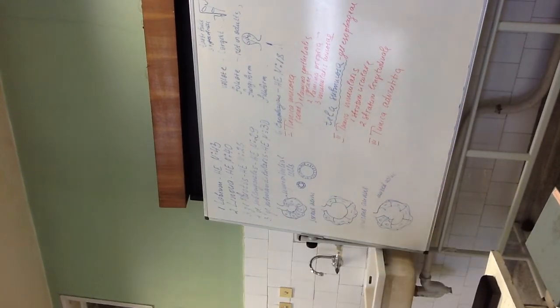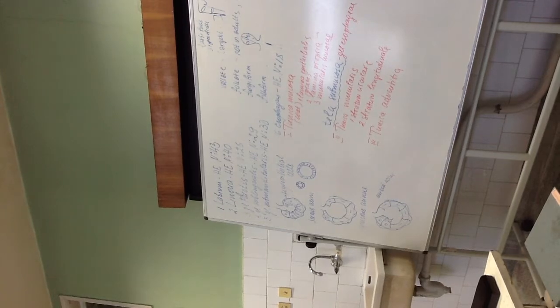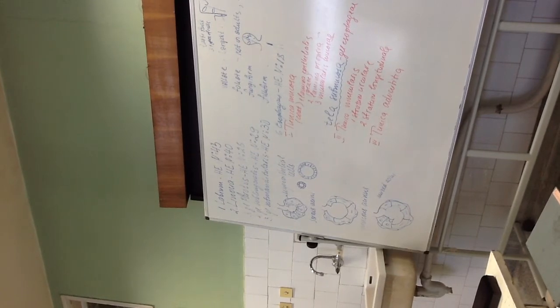The innermost is tunica mucosa. It's made up of 3 sublayers, clearly distinguished sublayers. The innermost is always epithelium.